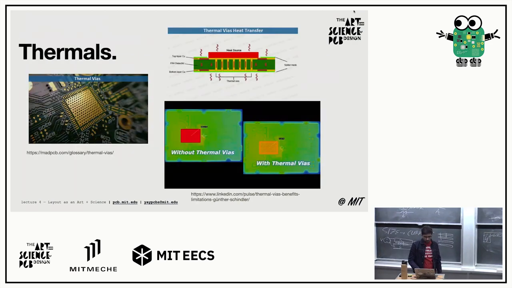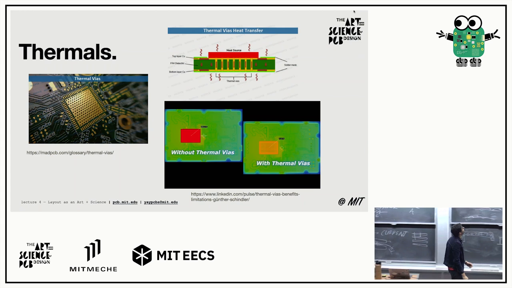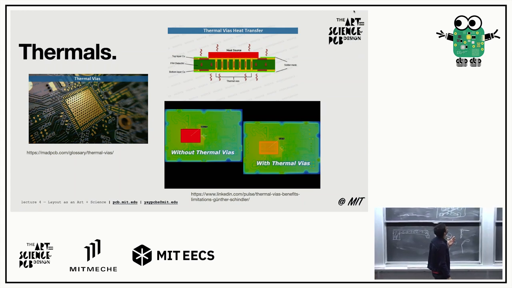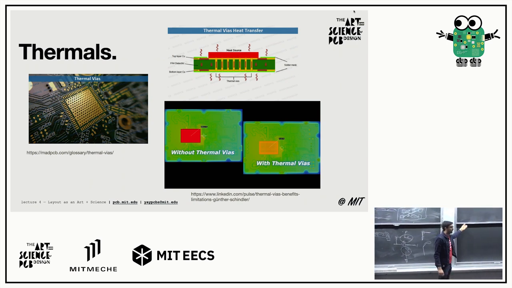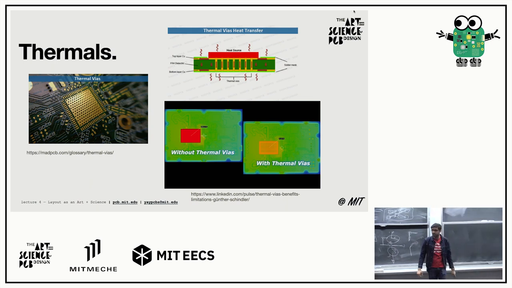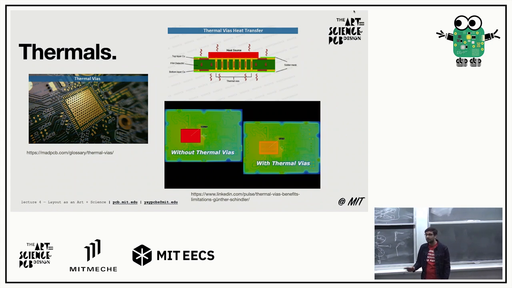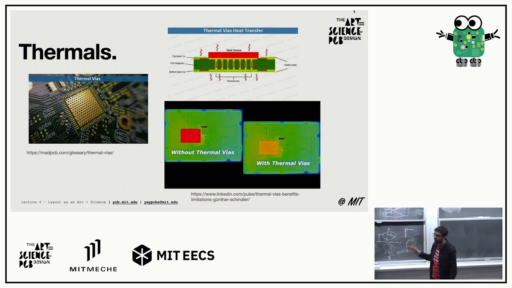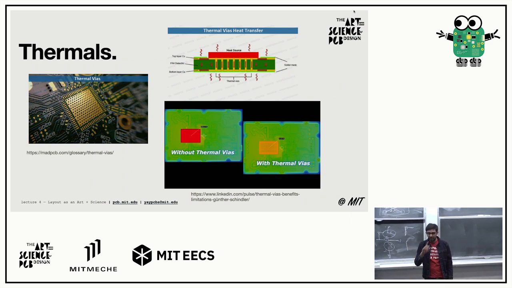Thermals. Thermals are always fun. So there's a couple ways to deal with thermals in PCBs. Often thermals have to do with high power electronics or radio frequency stuff, or stuff that gets hot, like MOSFETs and other kinds of things. Sometimes LDOs, there are weird cases. It's not often, but there are weird cases where people will be running LDOs at reasonably high currents, like 2 or 3 amps. Which is high for an LDO.